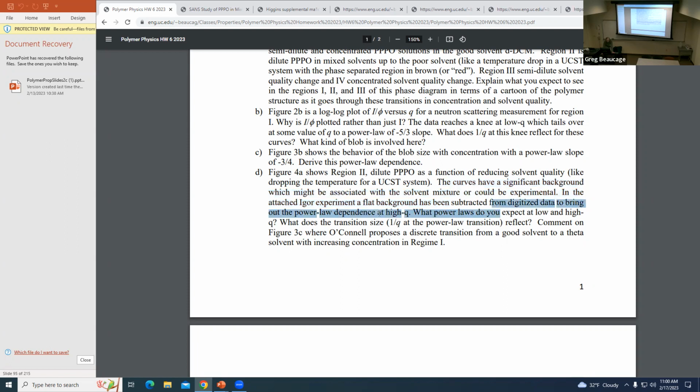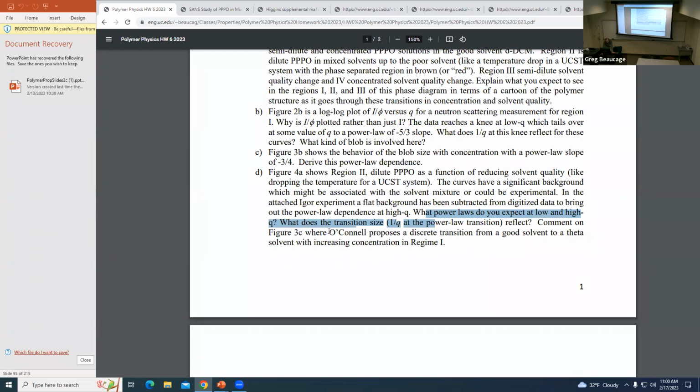You can open it in Igor. I sent you the code for Igor. You can use it and open that experiment, and it'll just show you that plot. Or I'm going to put a PDF of the plot on so you don't have too much problem with it. And then what power law do you expect? This is a 5/3 and 2 thing. What is a transition? So that's the thermal blob.